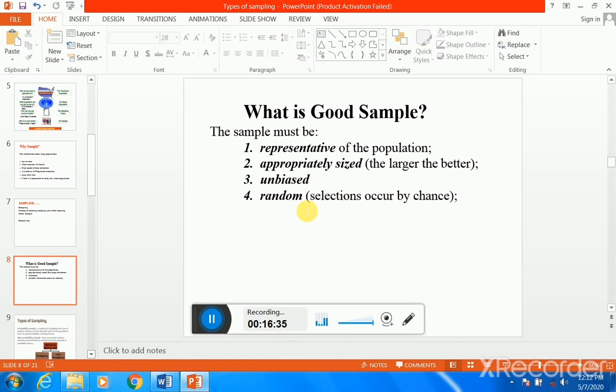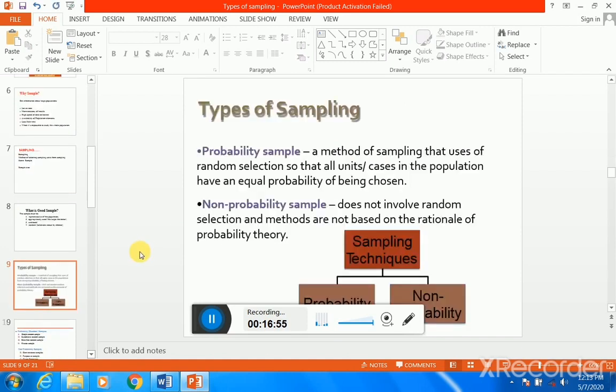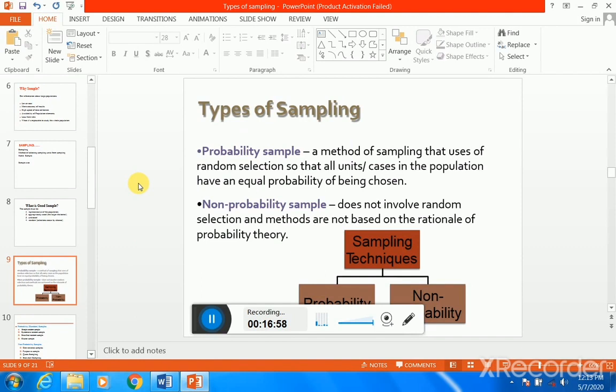Hope inshallah a bit of an idea will be clear. In this way, we can say that if the sample is representative, is appropriately sized, is unbiased, and is full of randomness, then simply we can say that the sample is a good sample. Hope inshallah a bit of an idea will be clear. Now we move to the next slide, and that is the types of sampling.